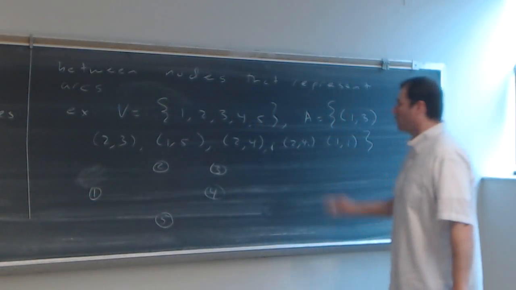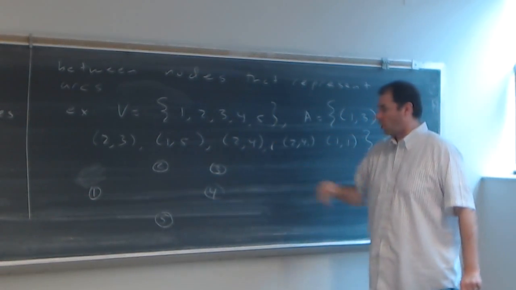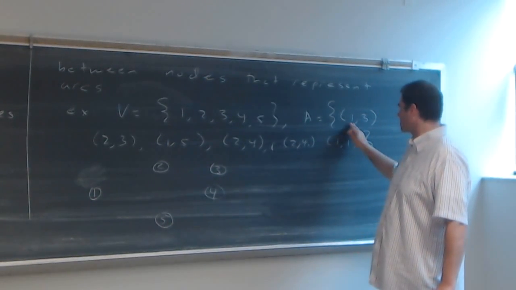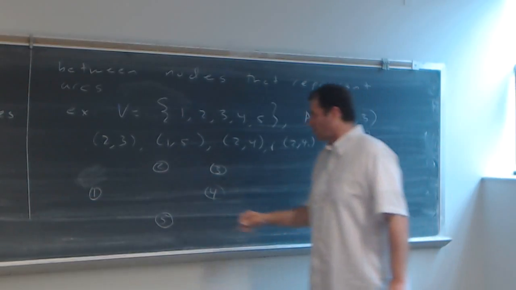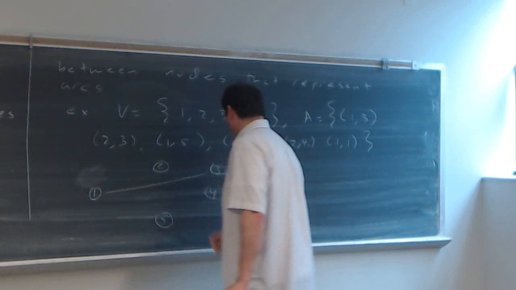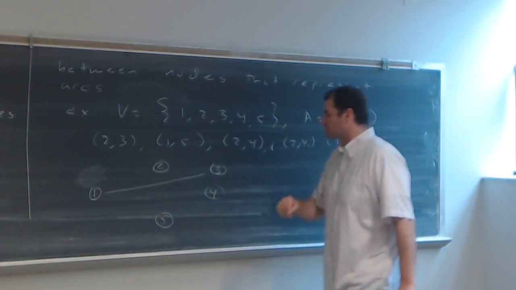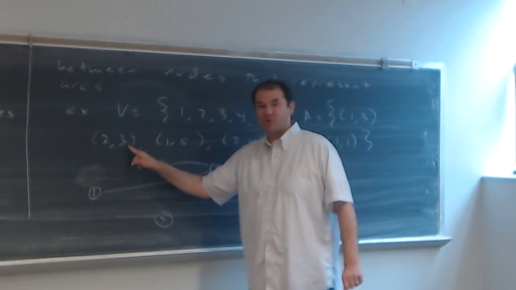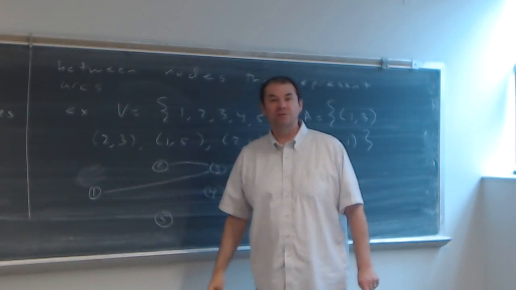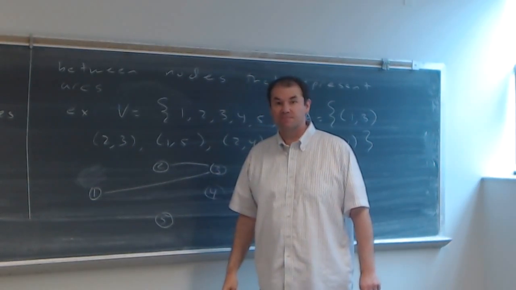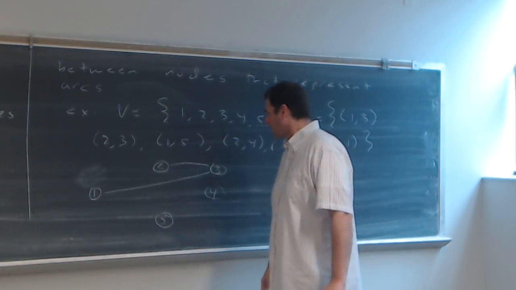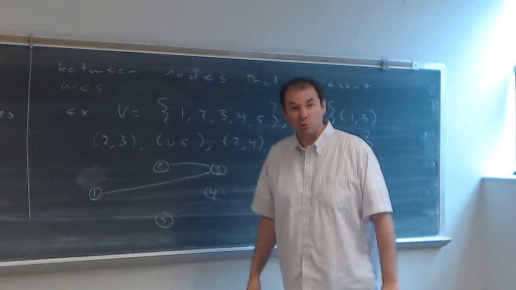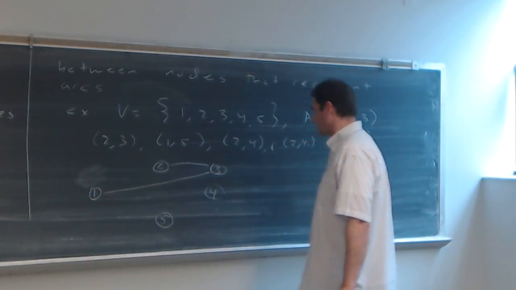Okay, so those are the vertices involved. I've got them numbered and labeled. And then there's an arc between 1 and 3. So I'm going to draw a curve between those two. Then there's one between 2 and 3. So I'm going to draw a line here. And even though it says 2 to 3, that's the same thing as 3 to 2. We're not going to put any directions on our edges here, on our arcs. It's not what's known as a directed graph.